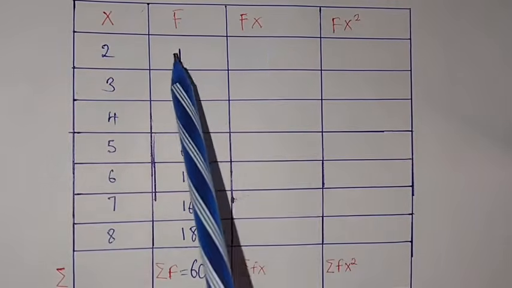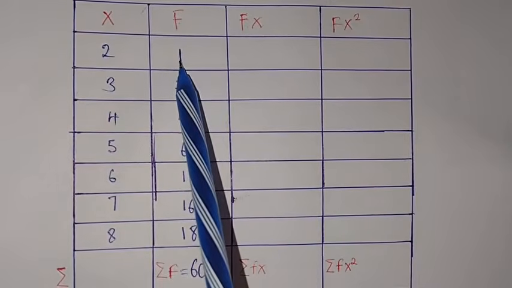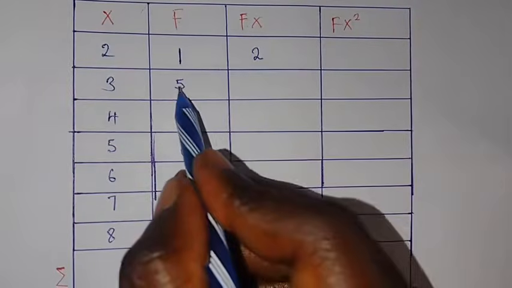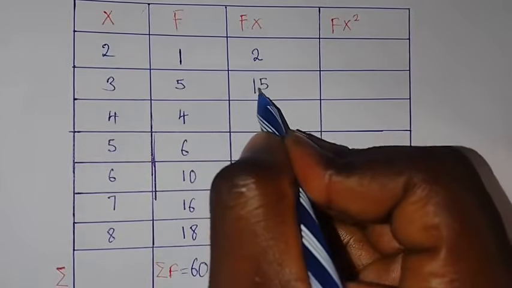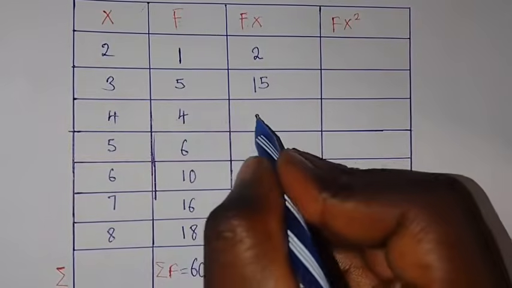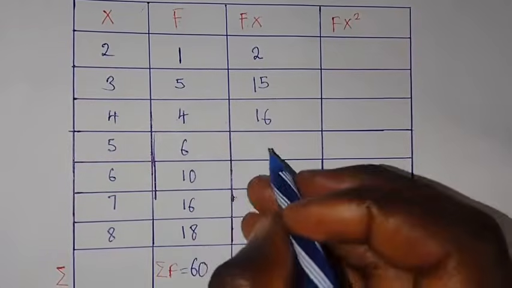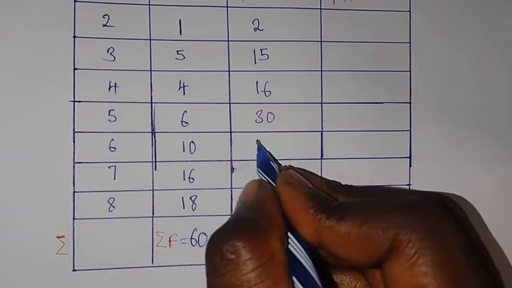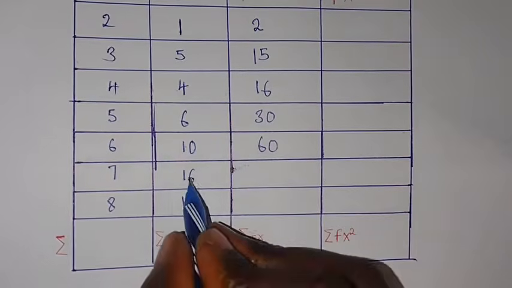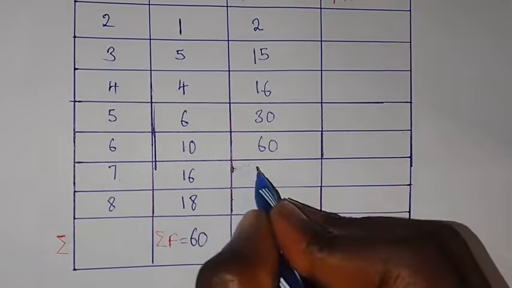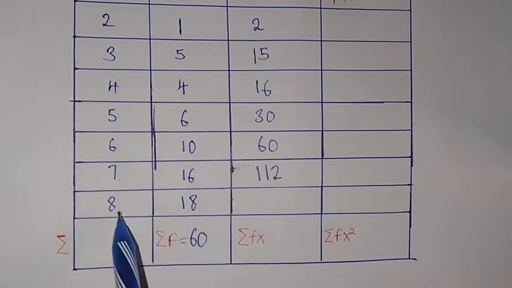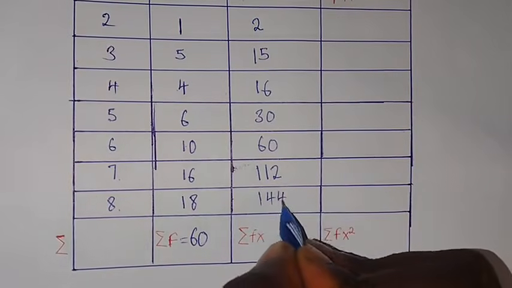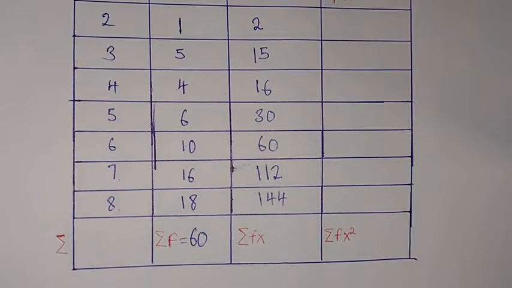So here I've got fx, so 1 times 2, this will give us a 2. 5 times 3, this will give us a 15. 4 times 4, this will give us a 16. 5 times 6, this will give us 30. Then 6 times 10, this will give us 60. Then 16 times 7, this will give us 112. 8 times 18, this will give us 144. So make sure that you have a calculator with you.